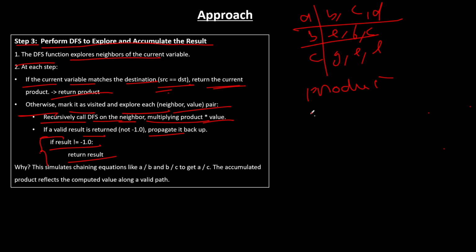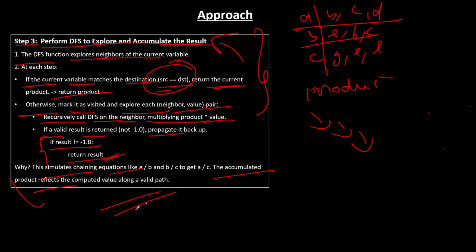Suppose you are doing the DFS call, and you got the product, you got the base case, and you return the call. I will explain this code in the code section. So if the result is not equal to -1, we just return the result. Otherwise, we go outside of the function and return -1. This simulates the chaining of equations, and the accumulated product reflects the computed value along a valid path.